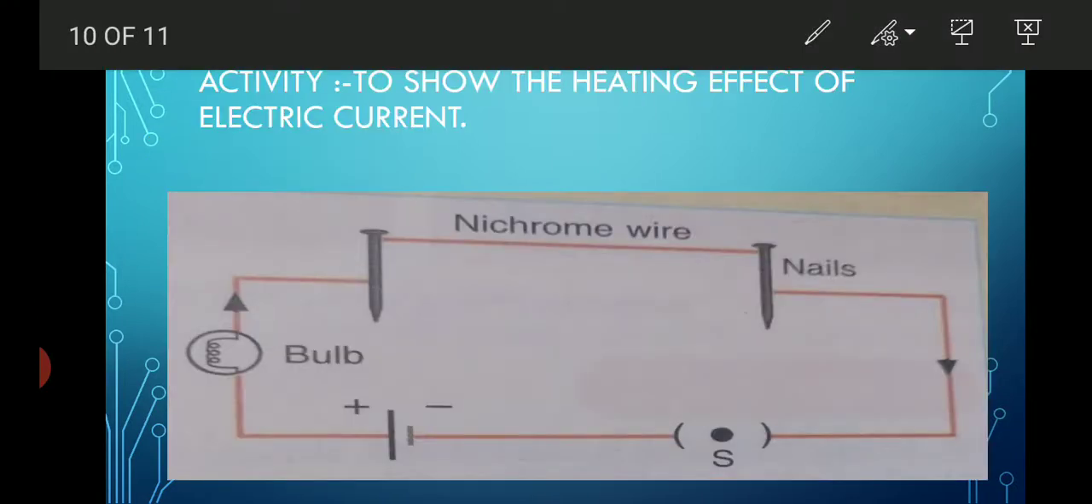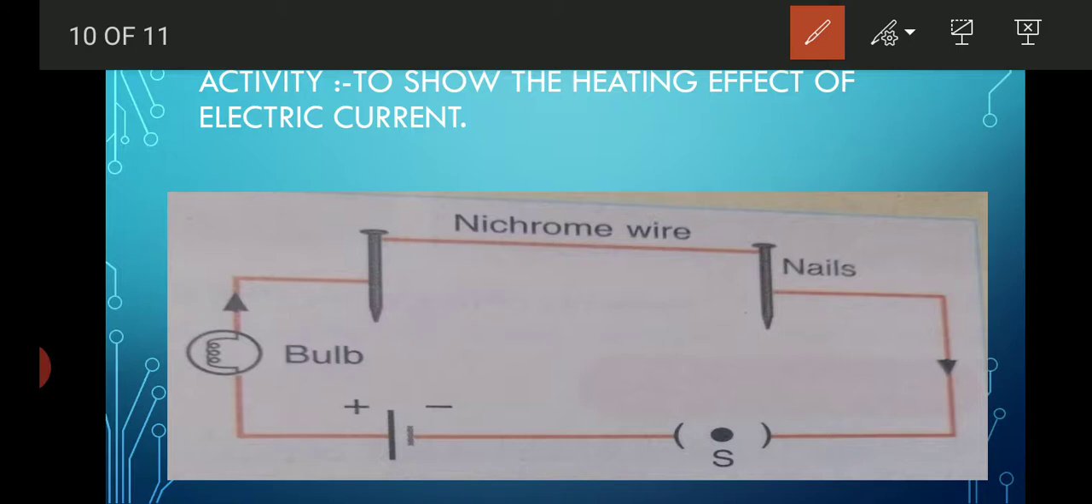This is an activity which shows the heating effect of the electric current, and we can understand it in a better way with the help of this activity. You have to take two iron nails, a thermocol sheet, a copper wire of approximately 10 centimeters long, a nichrome wire, an electric cell, and a switch. Now take the two iron nails and fix them some distance apart on a thermocol sheet.